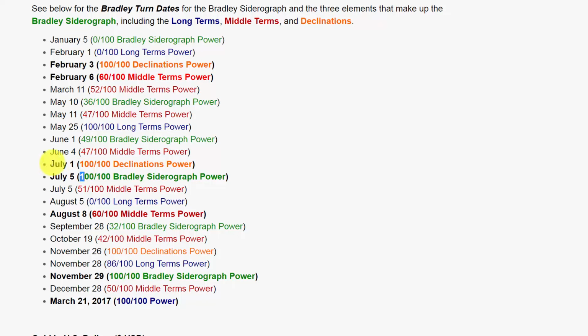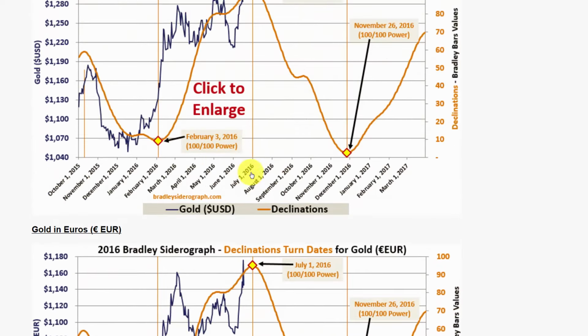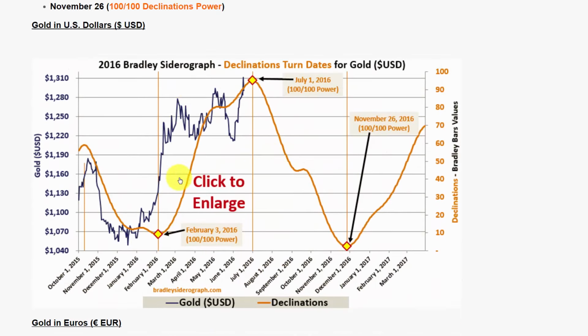So I actually created a new spreadsheet to be able to answer that question, and I think it will be very useful going forward in finding out historically how well these turn dates have performed. So first, let's take a look at the declinations turn date coming up. You'll see that back on February the 3rd, we had a low in the declinations, and on July the 1st, we have a high in the declination that's coming up. So historically, in the past, what has happened when we've had a declination high like this?